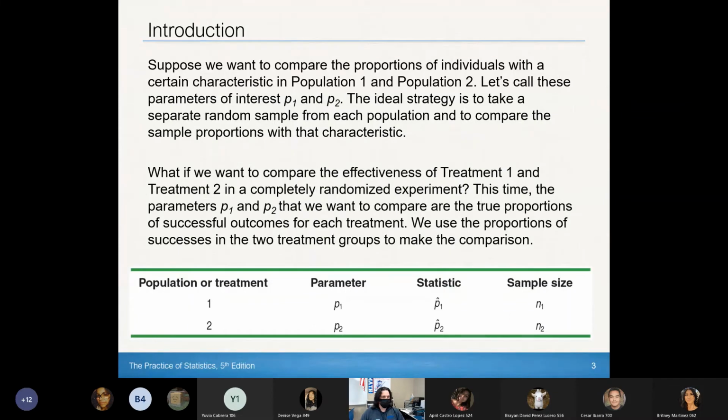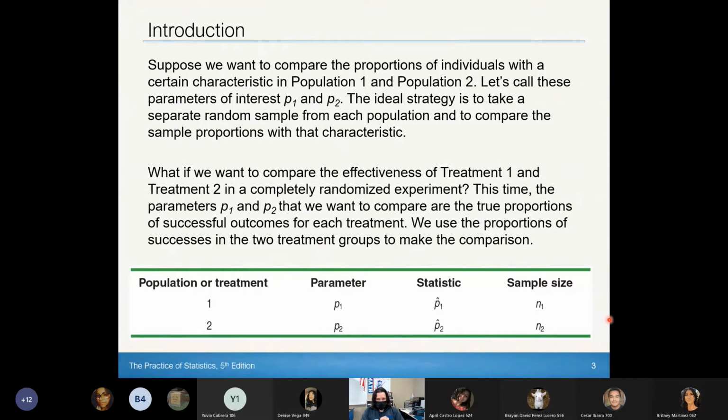Right. And here's the notation that goes along with this. We have population or treatment 1 gets parameter P sub 1, statistic P hat sub 1, and sample size N1. So the subscript for each of these refers to which population or treatment it belongs to. These things will need to be defined when you use them. Population or treatment 2 is P2, P hat 2, and N2.